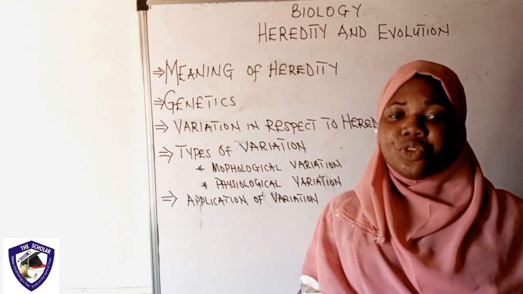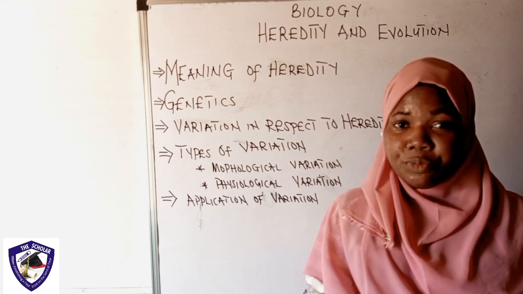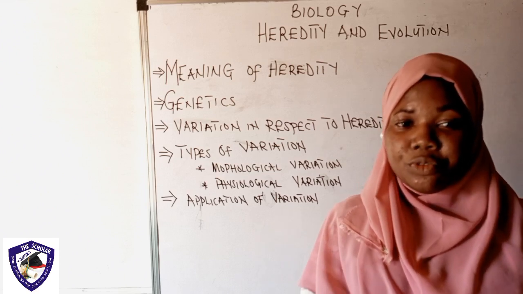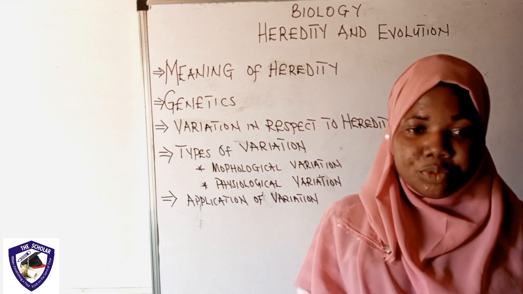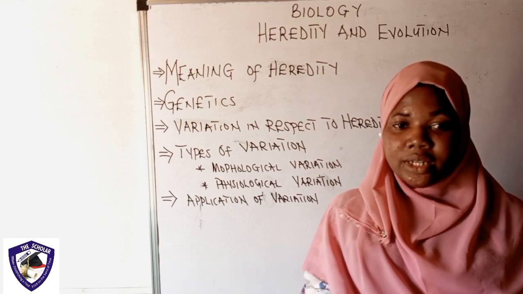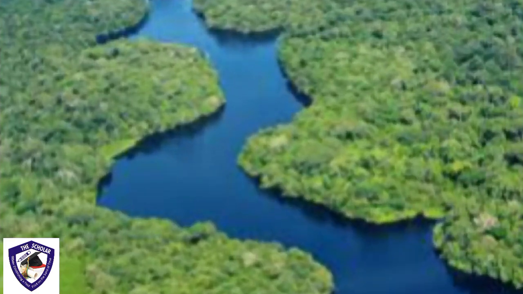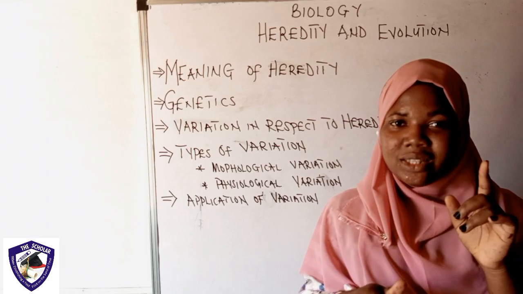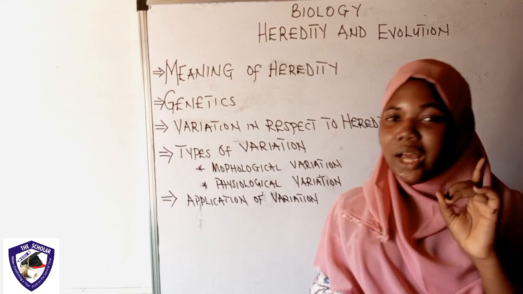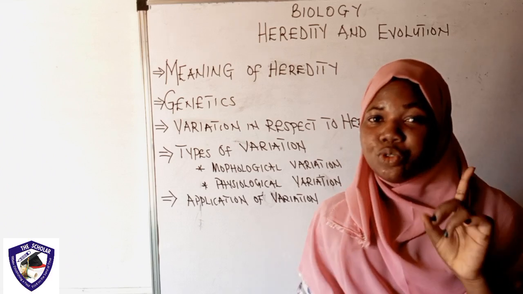Now, variation depends on the mode of reproduction. For asexual reproduction, the same thing can be passed to the offspring. Why? Because we are dealing with just one parent. So there is always less variation in asexual reproduction because we are dealing with just one parent.